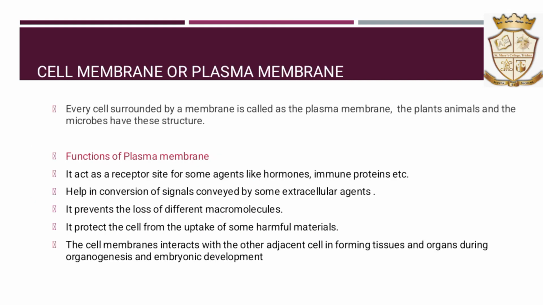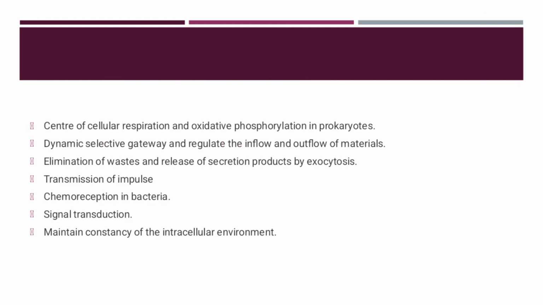So next is the functions of the plasma membrane. It acts as a receptor site for some agents like hormones, immunoproteins, etc. It prevents the loss of different macromolecules, helps in signal transduction, helps in uptake of nutrients or prevents the uptake of some harmful material. The cell membrane interacts with other adjacent cells in forming tissues and organs during organogenesis and embryonic development. Center of cellular respiration and oxidative phosphorylation in prokaryotes, a dynamic selective gateway that regulates the inflow and outflow of materials, elimination of wastes and release of secretion products by exocytosis, transmission of impulses, chemoreception in bacteria, and maintaining constancy in the intracellular environment.